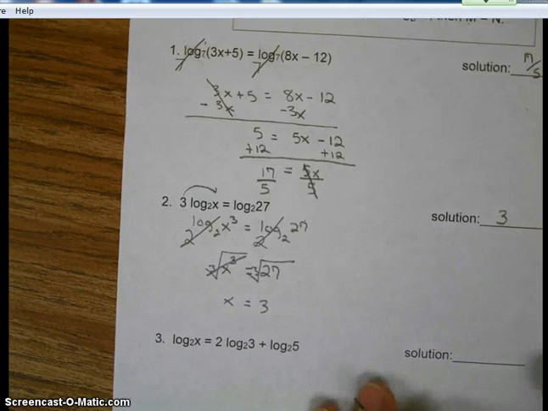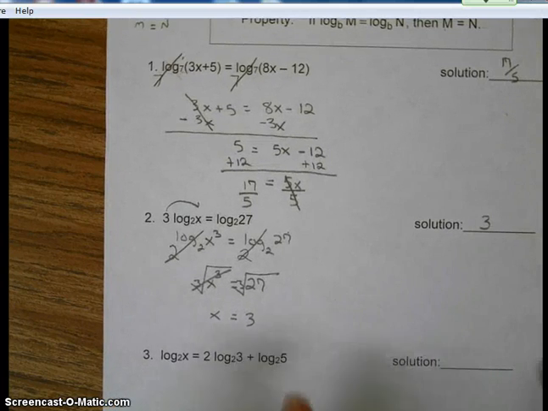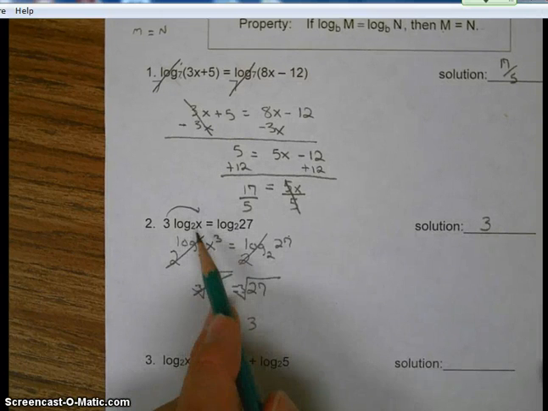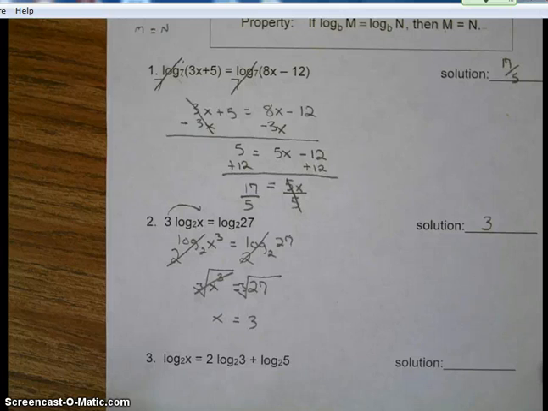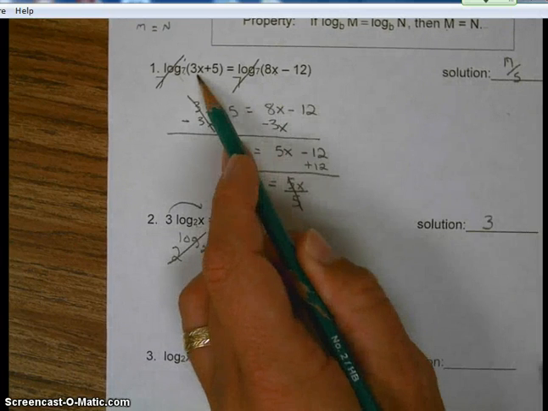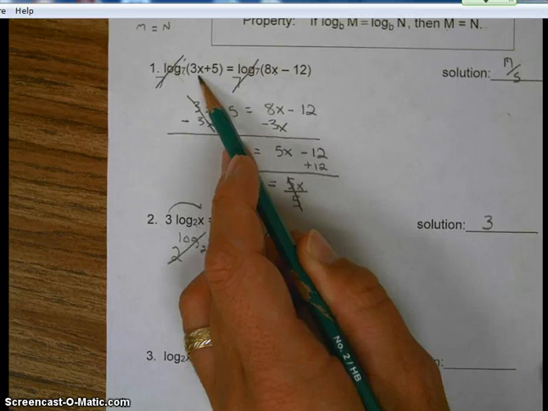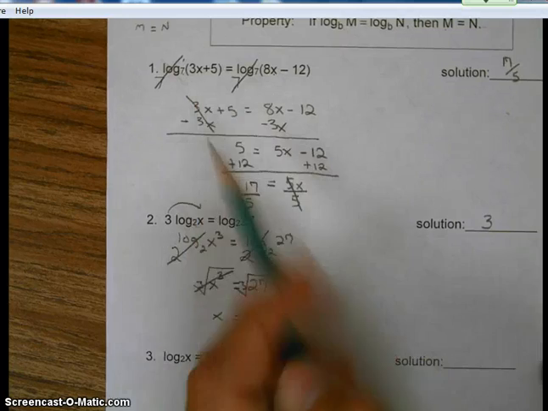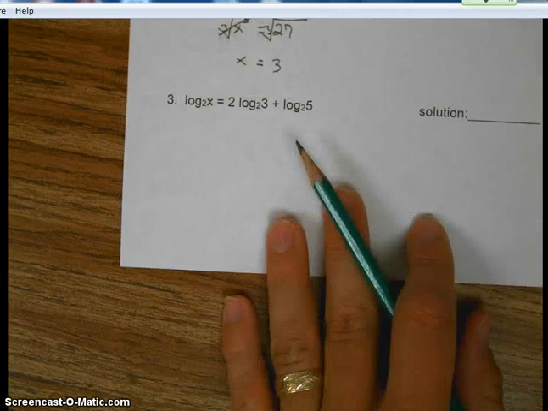Now, I haven't been doing this, but remember that we should be checking to make sure it works in the problem. If I plug a 3 in for x, it's positive, it'll work. If I plug that in for x, in both cases, you should get positive answers here. So we're good.